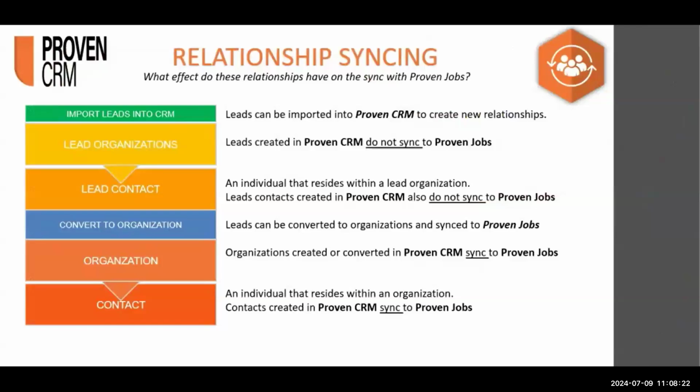So what effect do these relationships have on the sync with Proven Jobs? Leads can be imported into Proven CRM to create new relationships. Those leads created in the CRM do not sync to Proven Jobs. Lead contacts are individuals that reside within that lead organization. They will not sync to Proven Jobs. The Convert to Organization option allows the user to convert a lead to an organization, which will sync to Proven Jobs. An individual that resides within the organization is a contact, and that too will sync over to Proven Jobs.